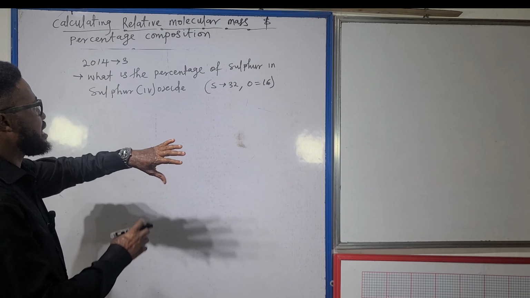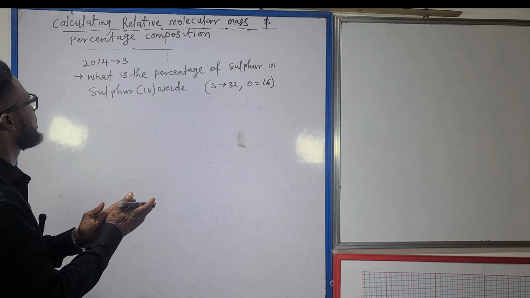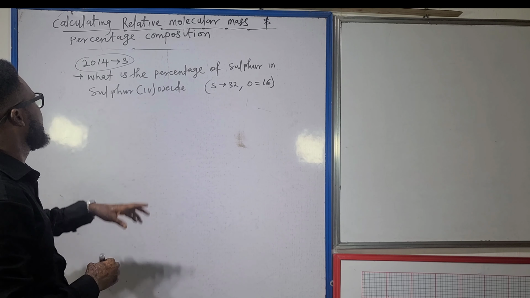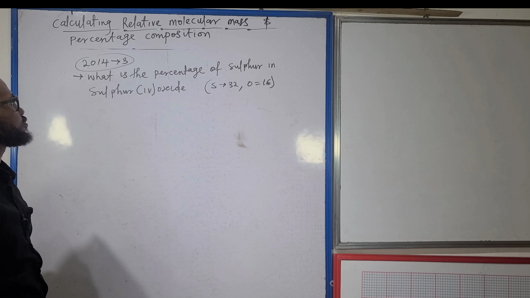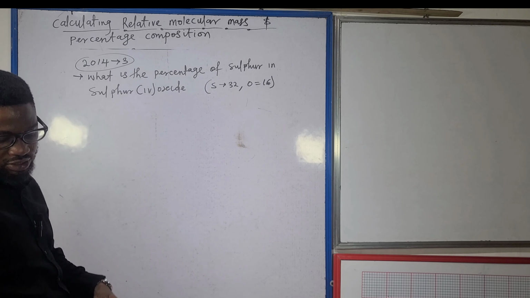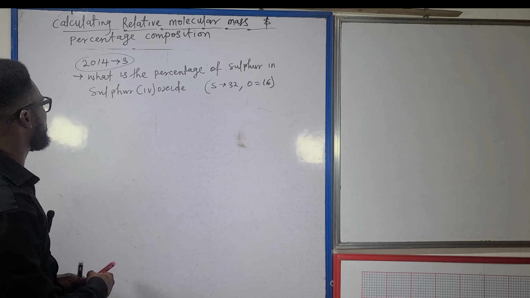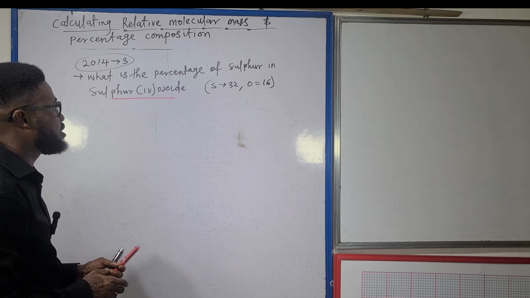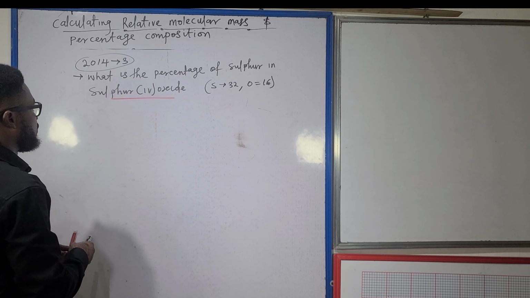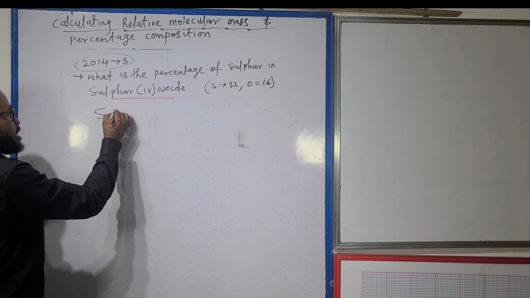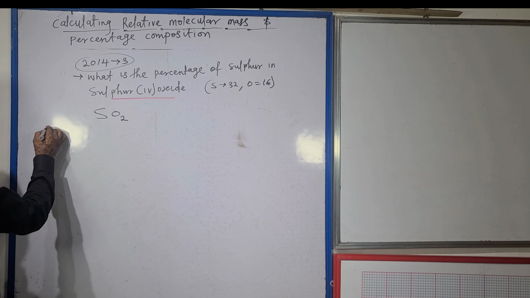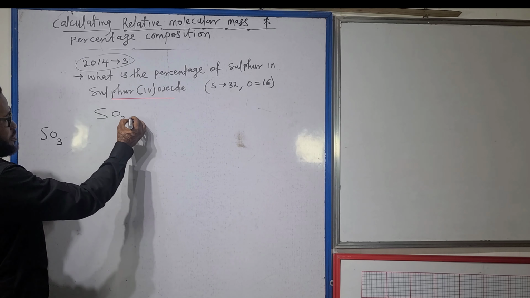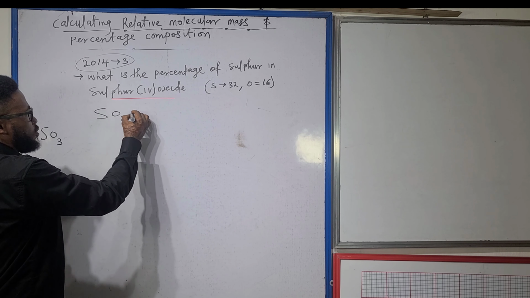Okay, moving on, and last but not the least, we have 2014 question 3. They said, what is the percentage of sulfur in sulfur(IV) oxide? So you can see this is another question where you're expected to correctly write the formula. When you say sulfur(IV) oxide, this is SO2. When you say SO3, this is sulfur(VI) oxide. So we're looking for the percentage of sulfur in sulfur(IV) oxide.